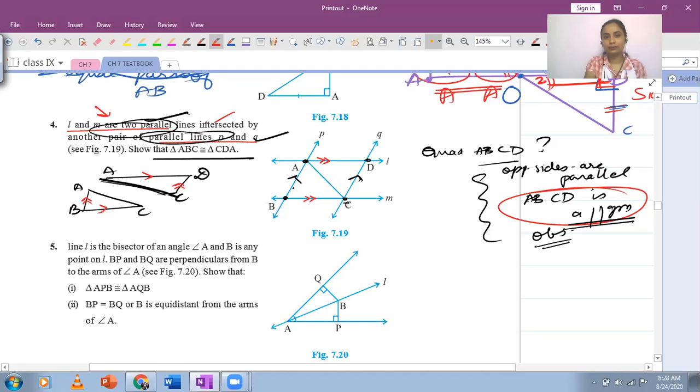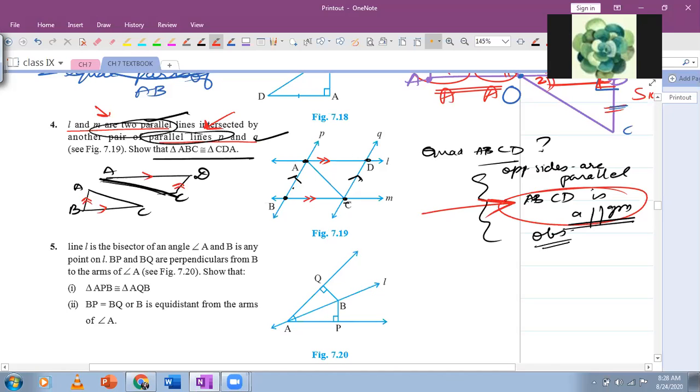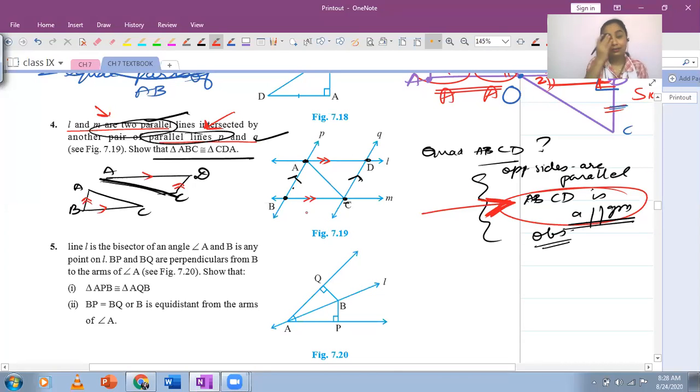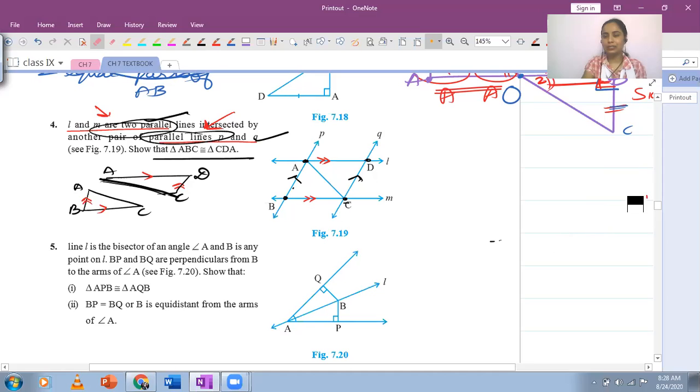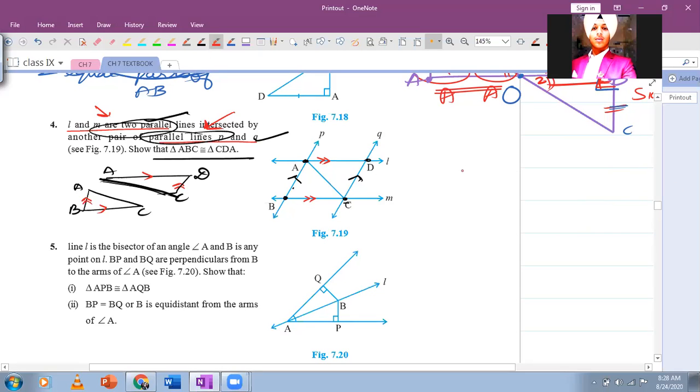In a parallelogram, opposite sides are parallel and equal. That's correct. We can prove the angles equal. We can, Saloni, I couldn't hear you. We can prove the angles equal, with a common arm, and we can prove two angles. Okay. Simply stating, I don't think we need to prove anything here.